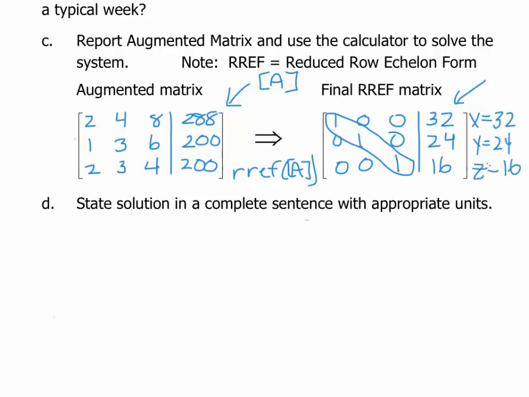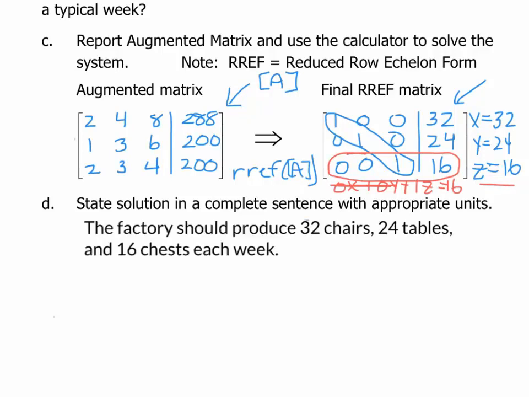Remember that we get these values because each row in this matrix tells us an equation. So if, for instance, I look at this bottom row, this says 0x plus 0y plus 1z equals 16. The 0x and 0y are both 0, and so it just basically gives us z equals 16. The last thing we need to do is state our solution in a complete sentence. Our sentence should look something like, the factory should produce 32 chairs, 24 tables, and 16 chests each week.